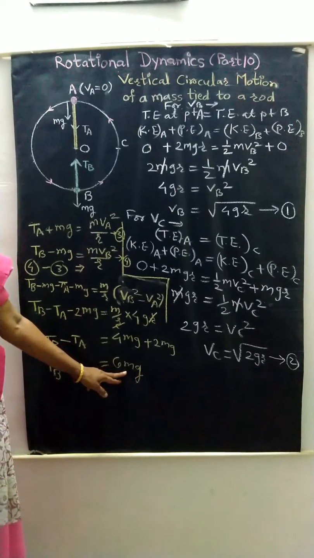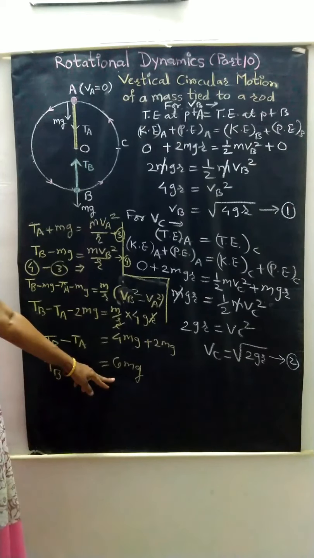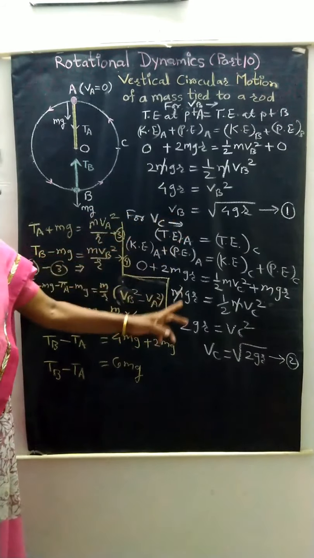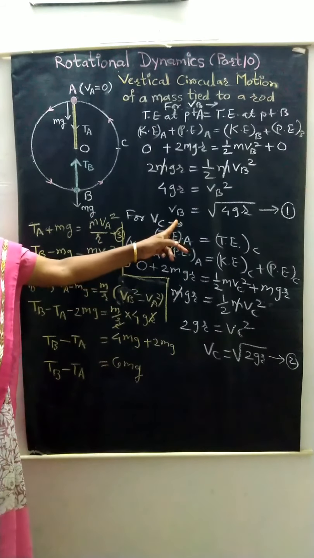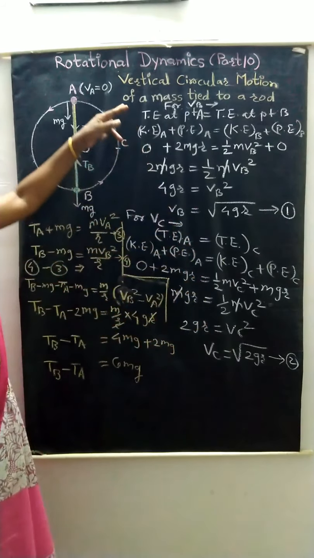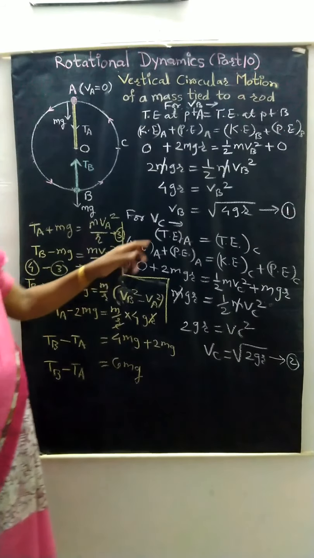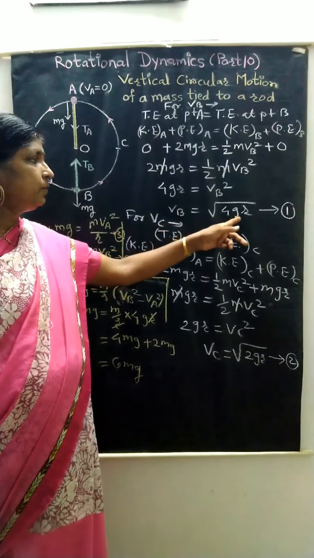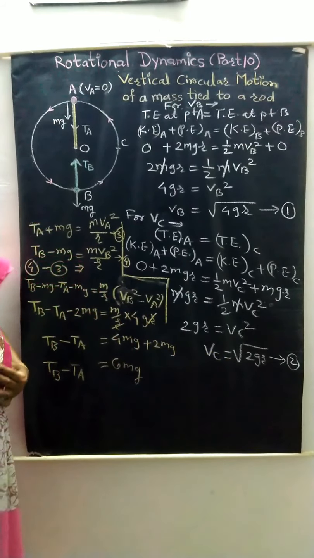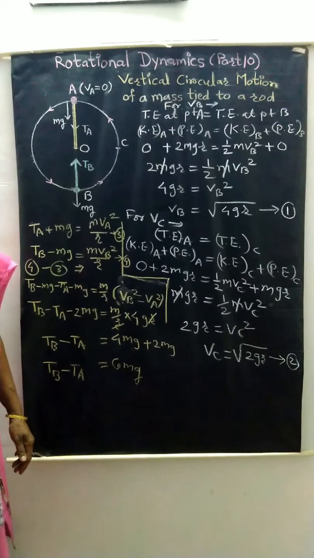So this equation is same as that for the mass tied to the string, but the equations for the velocity at the bottom, the minimum velocity rather at the bottom, and minimum velocity at the midpoint in case of the mass tied to the rod are different. They are respectively Vb is equal to under root 4gr and Vc is equal to under root 2gr. So our next point is the sphere of death.